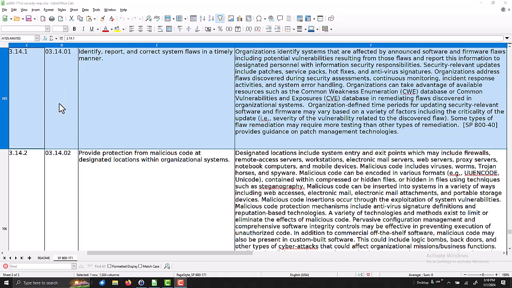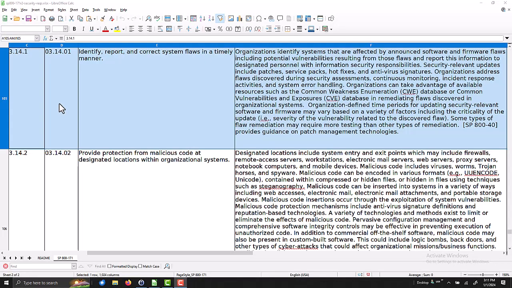3.14.1. And it says rather plainly that you need to identify, report, and correct system flaws in a timely manner. So, I mean, it's pretty basic, right? If you find out there's a problem in your system, maybe Windows has got some patch that needs to be patched, or perhaps you're running Exchange and there's a big flaw that's being exploited. It basically wants you to pay attention to the general security landscape and take action when you find out that there's a flaw that applies to you.